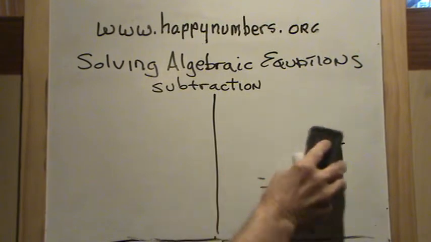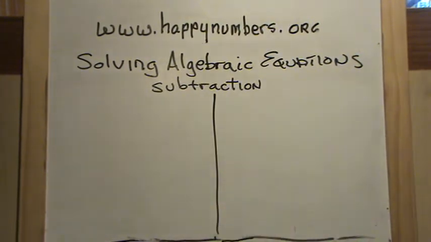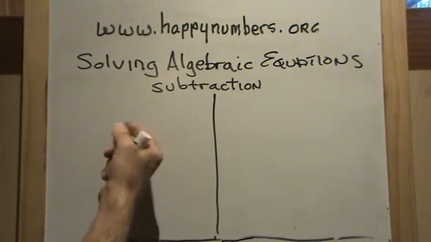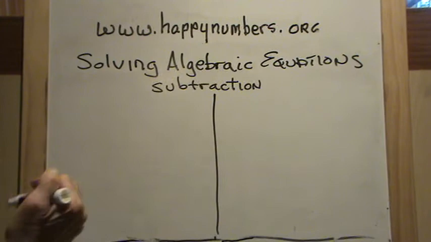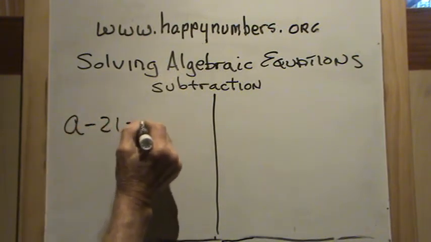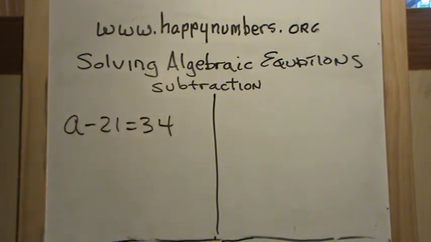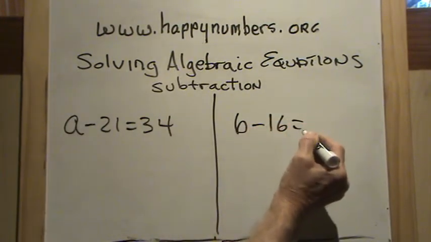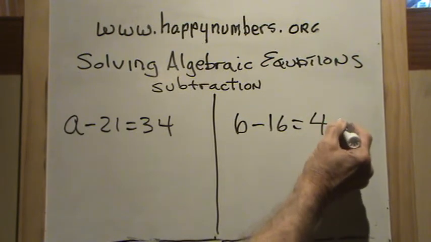A couple more problems. Now you'll notice here we're using the inverse of subtraction. We're using addition to get rid of the number. Let's take here, a minus 21 equals 34. So try that one, and try b minus 16 equals 49.